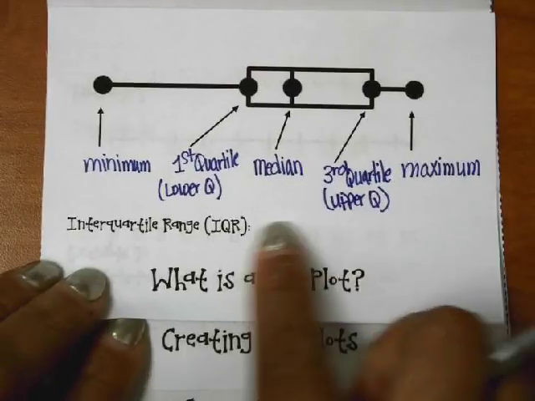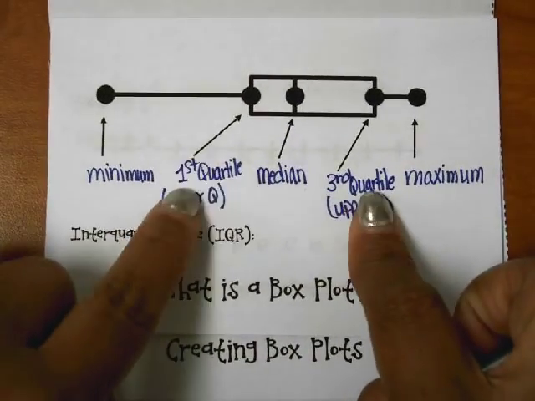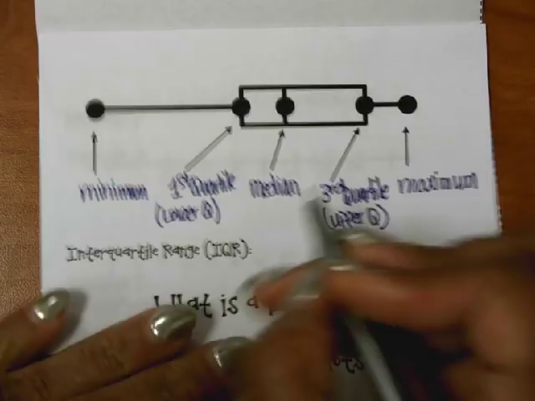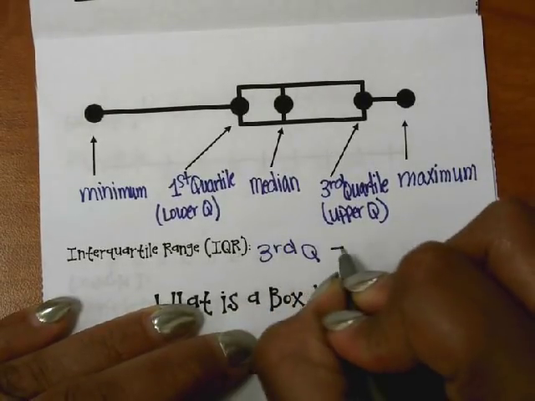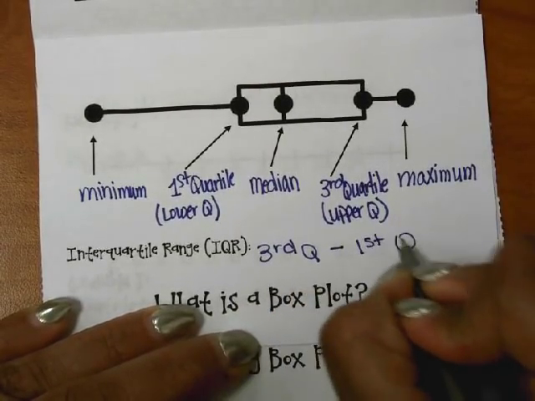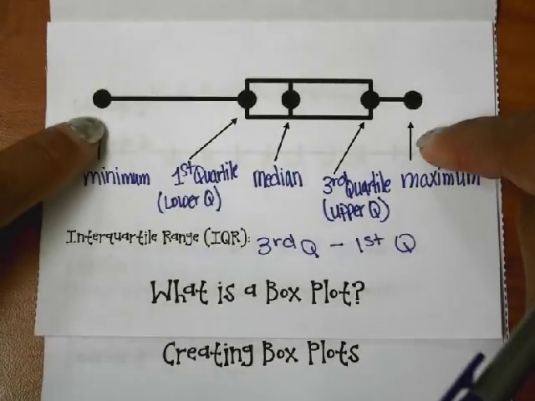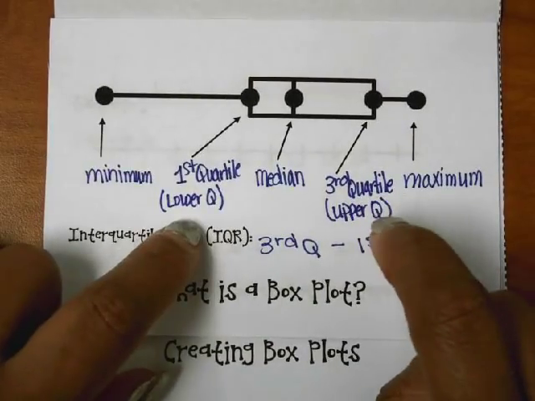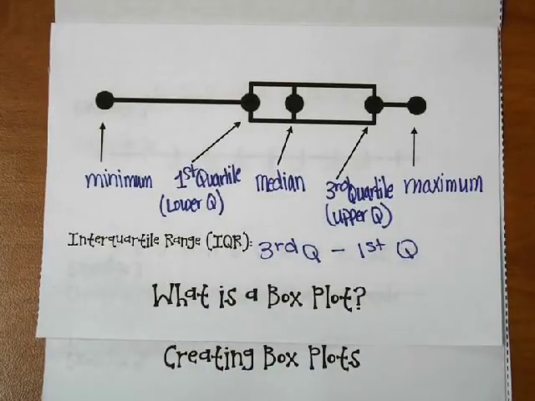If I need to find my interquartile range, the reason why we use the vocabulary of quartile is because it's asking you for your IQR, which is a range of your quartiles. You're going to take your third quartile and subtract your first quartile. But if the question just asks for the range, I'm going to use my minimum and maximum for my regular range. But if it's asking for your interquartile range, you're just looking at the box.